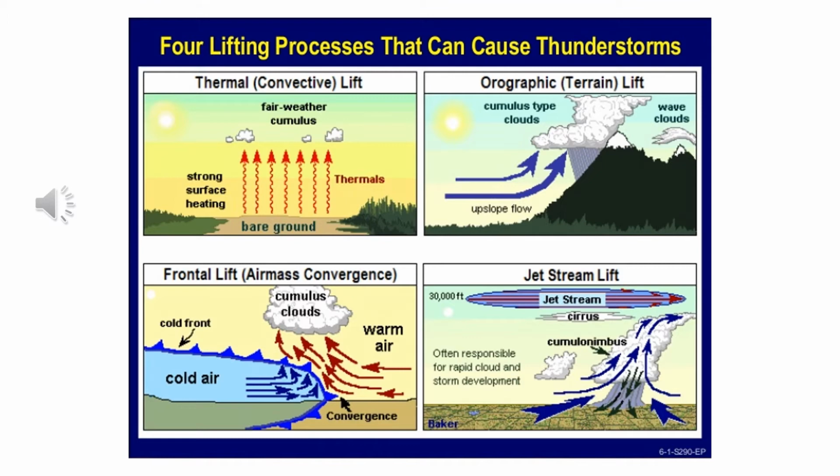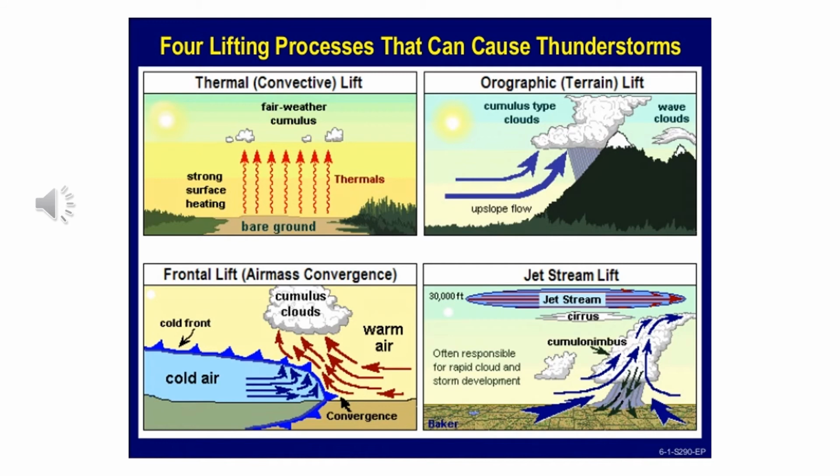The lifting of air is important because this is what creates our clouds and thunderstorms and rain. And as we know, rain is important for our land. There are different types of airlift. There's thermal convective lift, orographic lift, frontal lift, and jet stream lift.